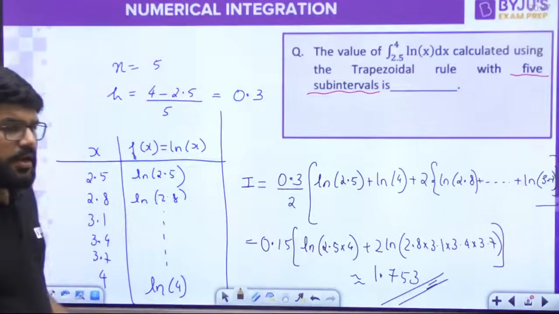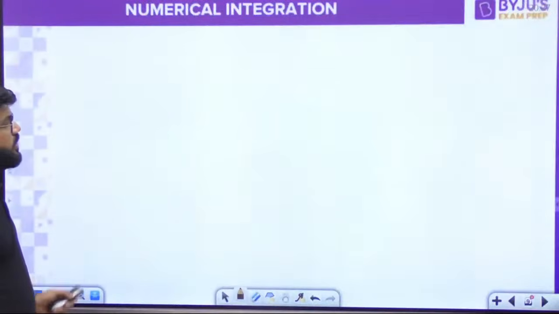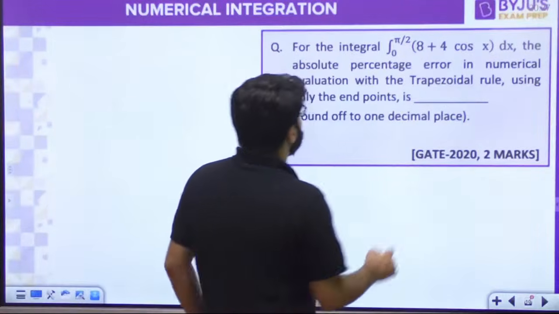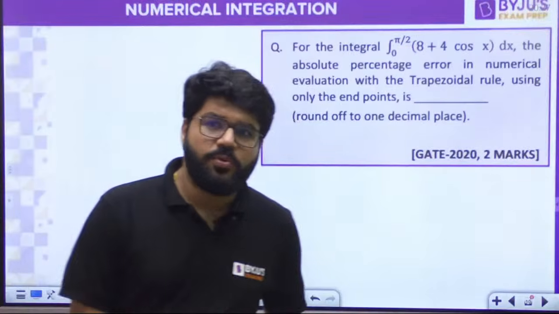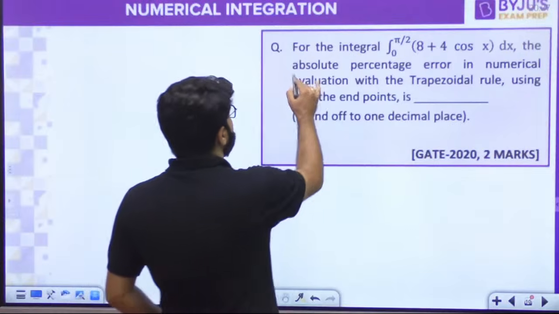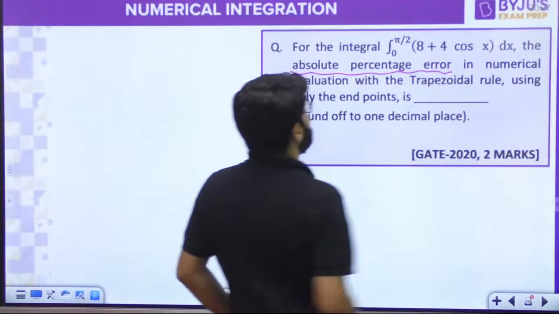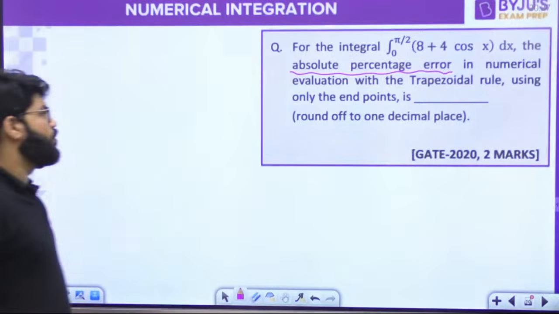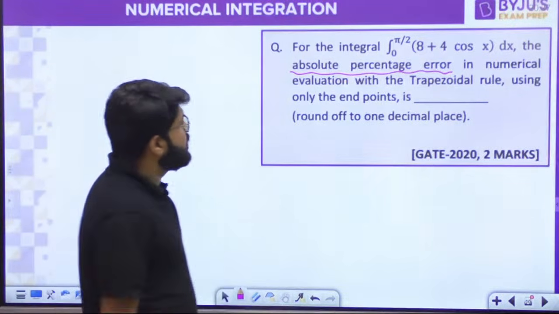Next question. Next question on screen. चलिए चलते हैं next question. Now for the integral 0 से pi by 2 of 8 plus 4 cos x dx, what is the absolute percentage error in numerical evaluation with the trapezoidal rule using only the endpoints?